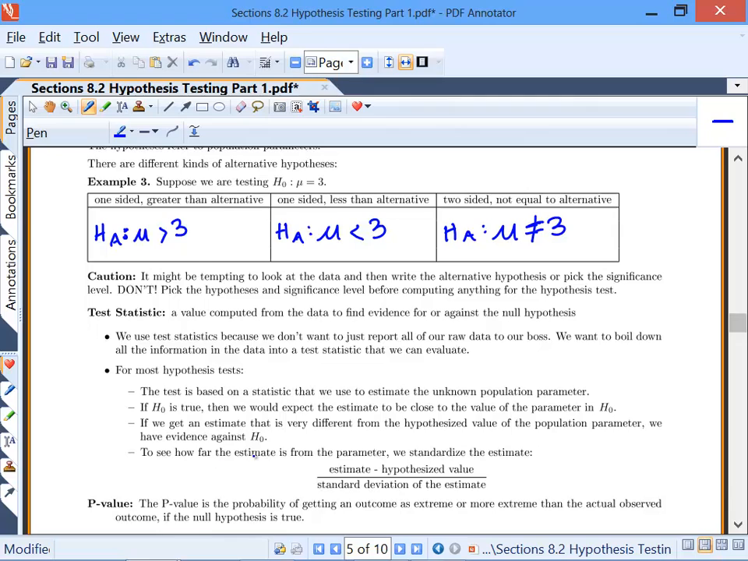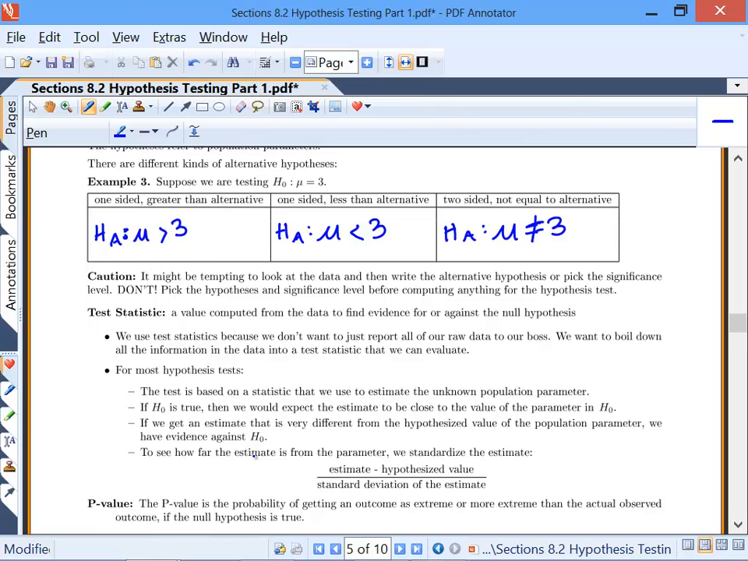Now our test statistic, remember, is a value that we compute from our data to find evidence for or against the null hypothesis. We use test statistics because we don't just want to report all of our raw data to our boss, so we need to boil it down a little into a test statistic that we can evaluate. For most hypothesis tests, the test is based on a statistic that we use to estimate our unknown population parameter. If you want to estimate your population mean, what could be a sample statistic that you could use? Your sample mean. Or if you want to estimate your population proportion, you would estimate it with your sample proportion, and your test statistic will be based on that.